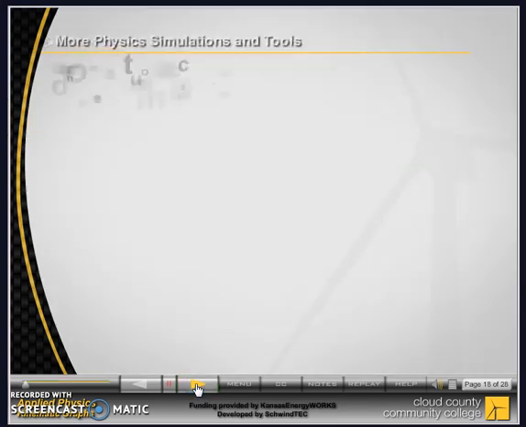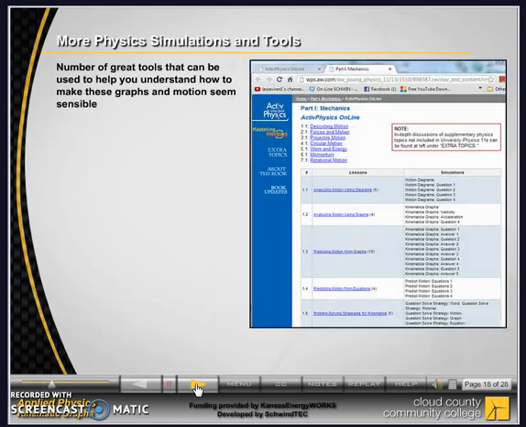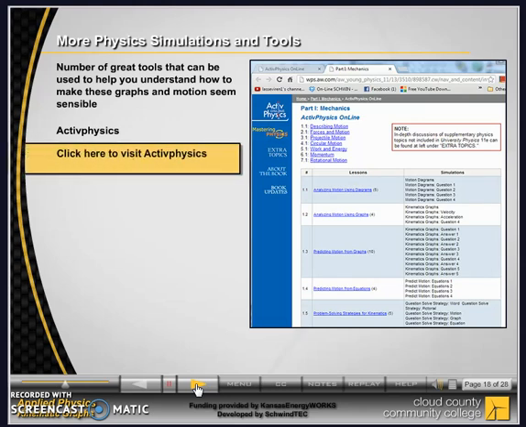There are a number of great tools that can be used to help you understand how to make these graphs and motion seem sensible. One of them is housed at the Addison Wesley textbook site called Active Physics. Take some time to go out and play with the various problem set examples. It is free and has proven to be useful to a number of students in the past. If the Moving Man software wasn't sufficient, it is recommended to try out some of these, as they are rather interesting.